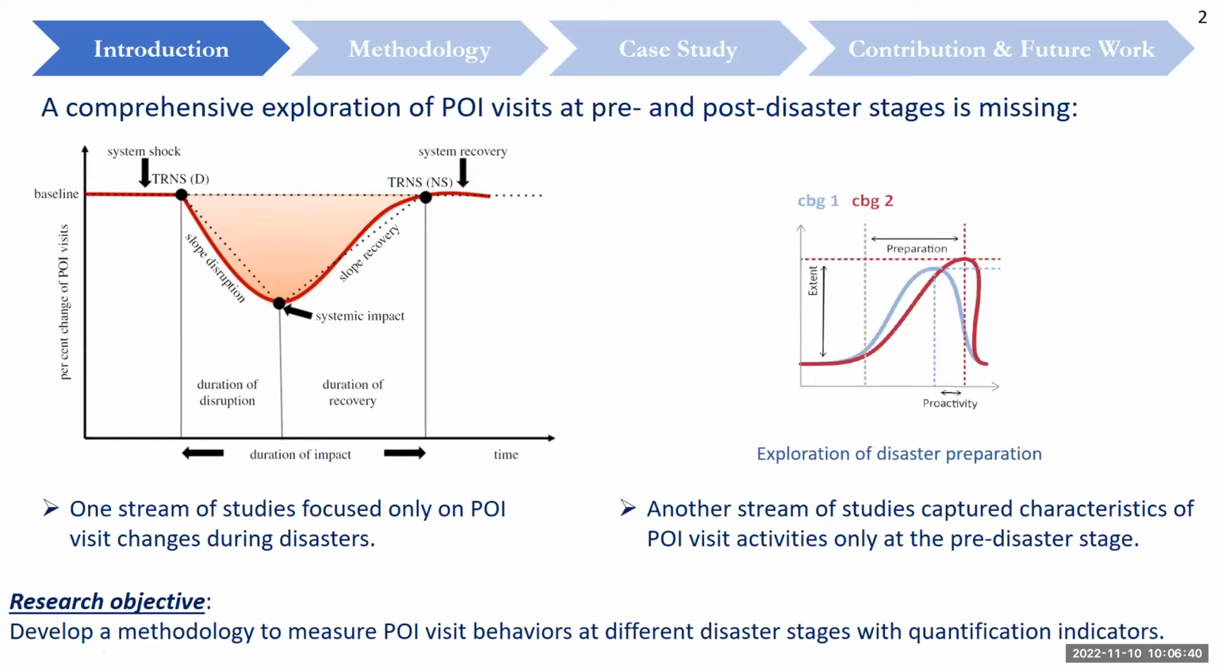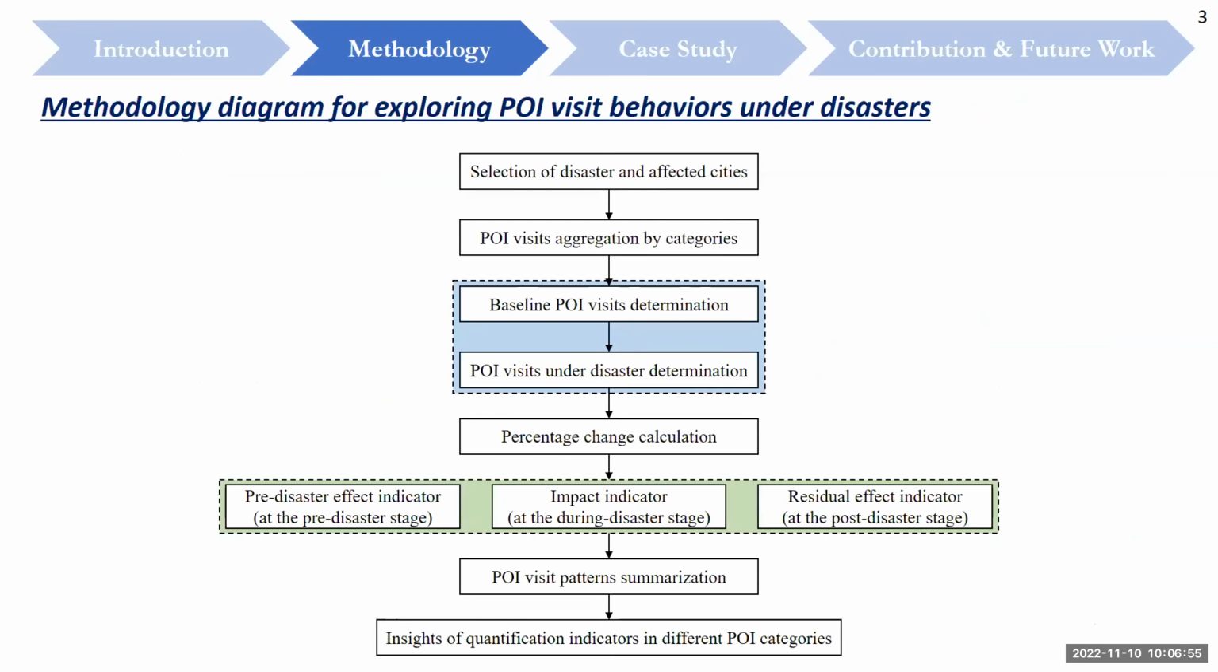So the whole research objective of this study, or this exploration, is to develop a methodology to measure POI visit behaviors across different disaster stages with quantitative indicators, so we get a better understanding of the resilience of a community. This flowchart shows the methodology we adopt.